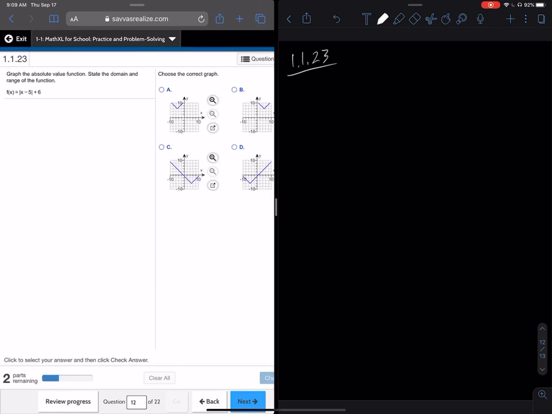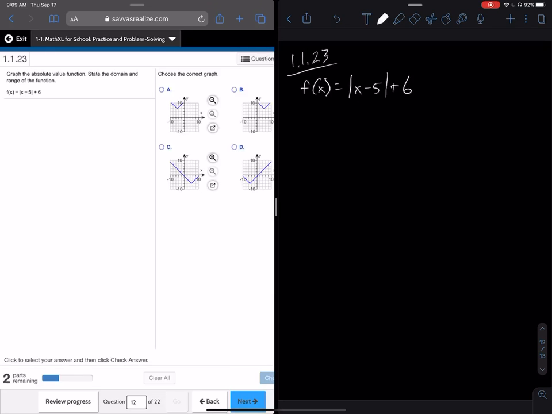All right, here we have 1.1.23. They tell us to graph the absolute value function and state the domain and range of the function. So we are given f of x is equal to the absolute value of x minus 5 plus 6.